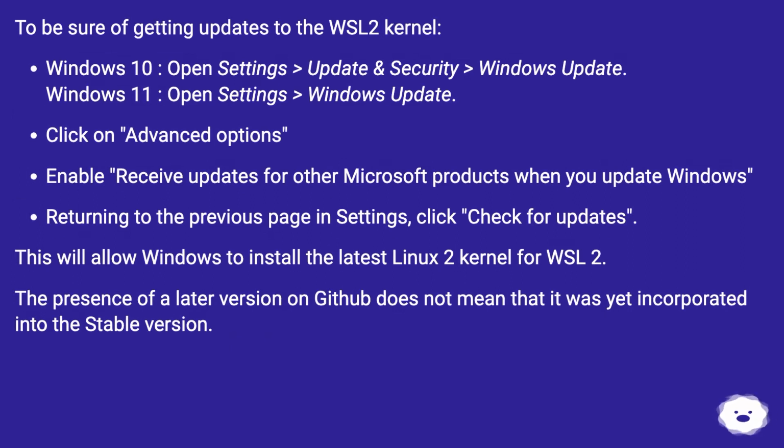To be sure of getting updates to the WSL2 kernel: Windows 10, open Settings > Update & Security > Windows Update. Windows 11, open Settings > Windows Update, click on Advanced Options, enable Receive updates for other Microsoft products when you update Windows, return to the previous page in Settings, click Check for Updates. This will allow Windows to install the latest Linux 2 kernel for WSL2. The presence of a later version on GitHub does not mean that it was yet incorporated into the stable version.